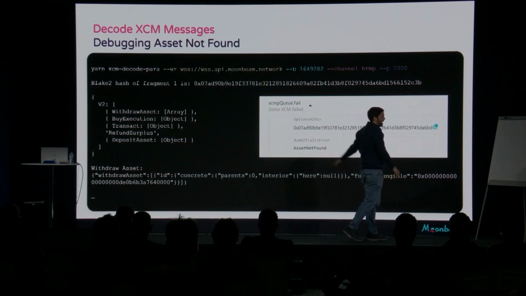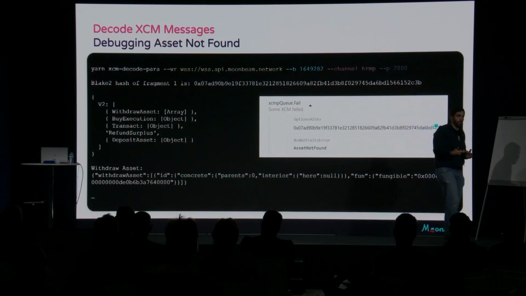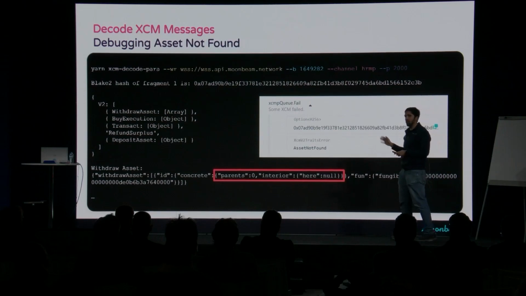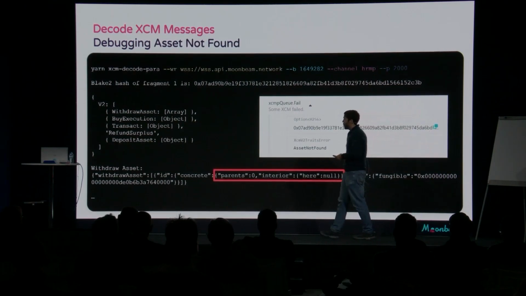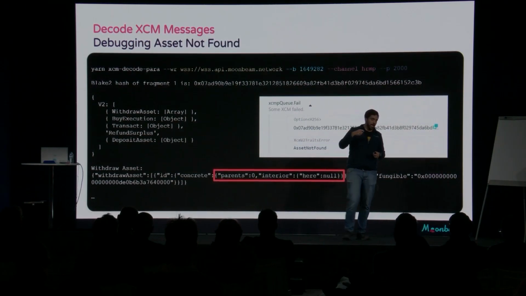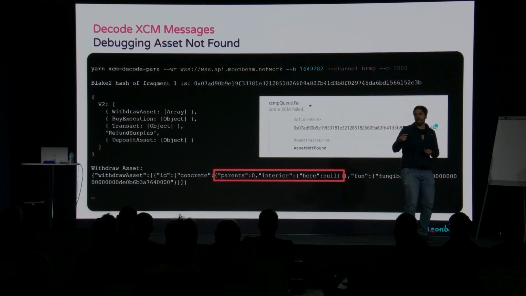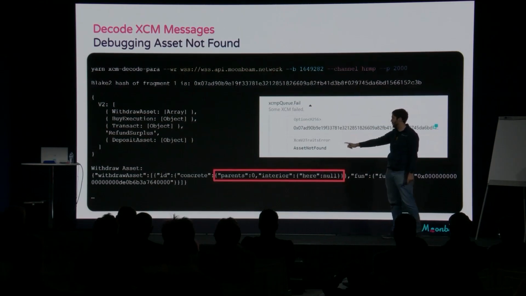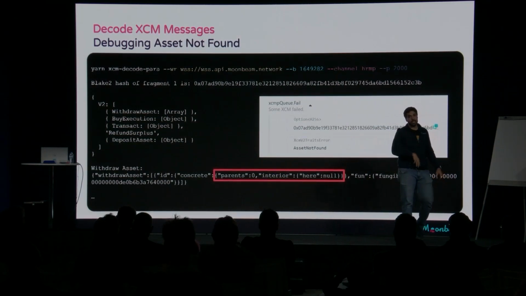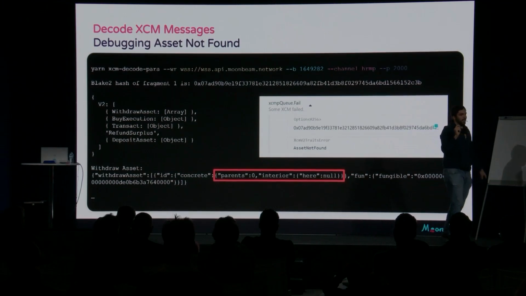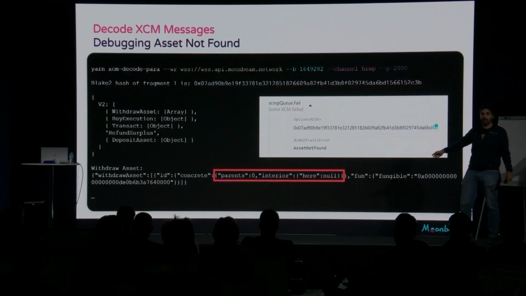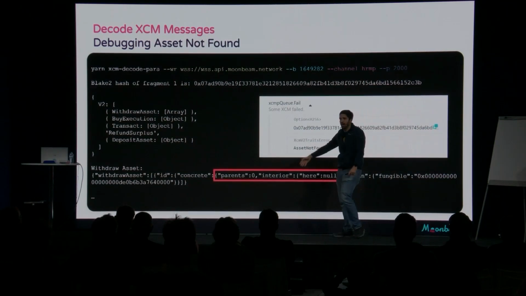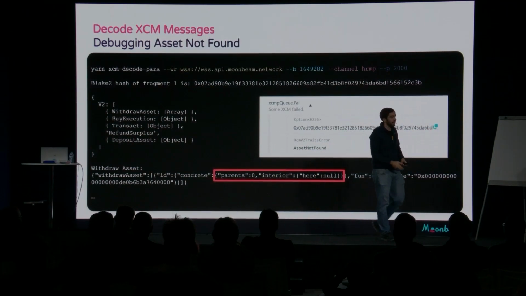And then it's going to print instruction per instruction with the actual content, OK? In this case, once we saw this, it was pretty straightforward because they were trying to withdraw Glimmer. And actually, Glimmer is seen not with this multi-location, which is parent 0 interior here, but parent 0 interior pallet instance 10. I think it's 10, yeah. And so basically, Moonbeam does not understand this multi-location for Glimmer, and it's telling you, hey, buddy, I don't know what asset you are trying to tell me. I don't really understand it.